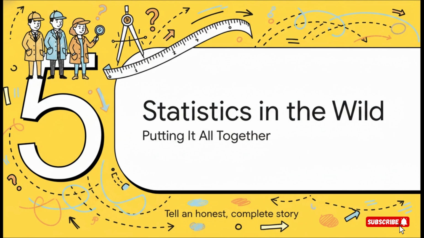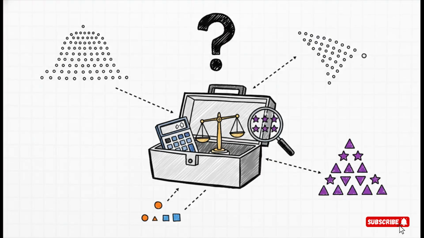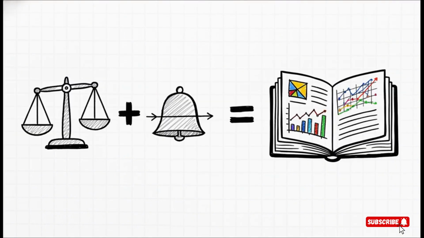So the big question is, how do we actually use all this stuff together to tell an honest, complete story with data? Well, the most important lesson, I think, is this. There's no such thing as a single best statistic. The mean isn't inherently better than the median. They're just different. The right tool to use always depends on what your data looks like and what question you're actually trying to answer.